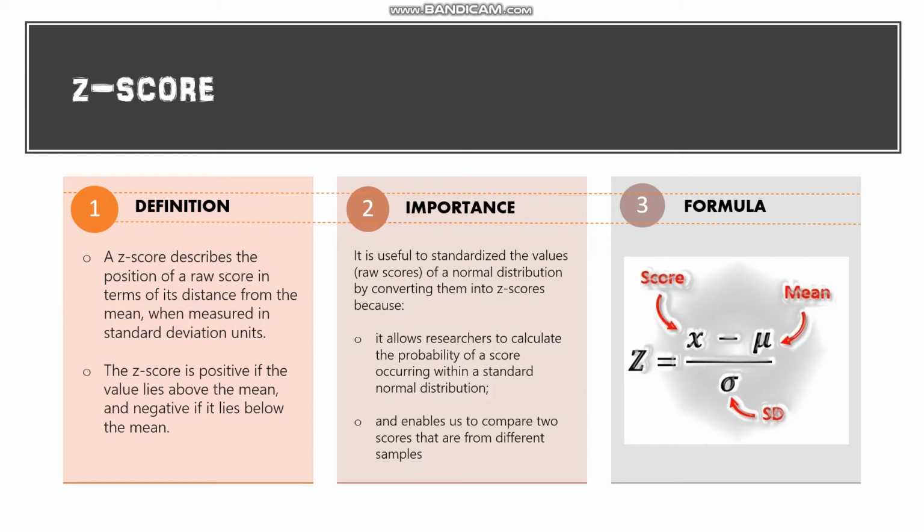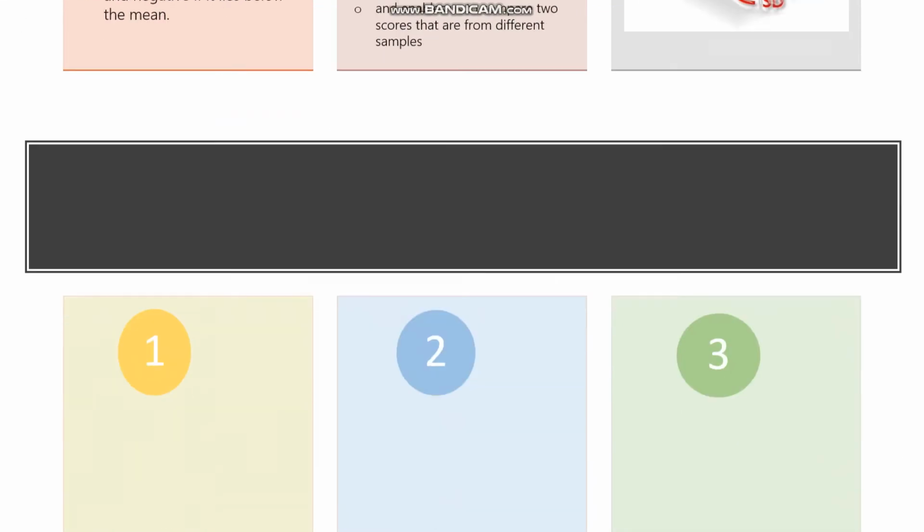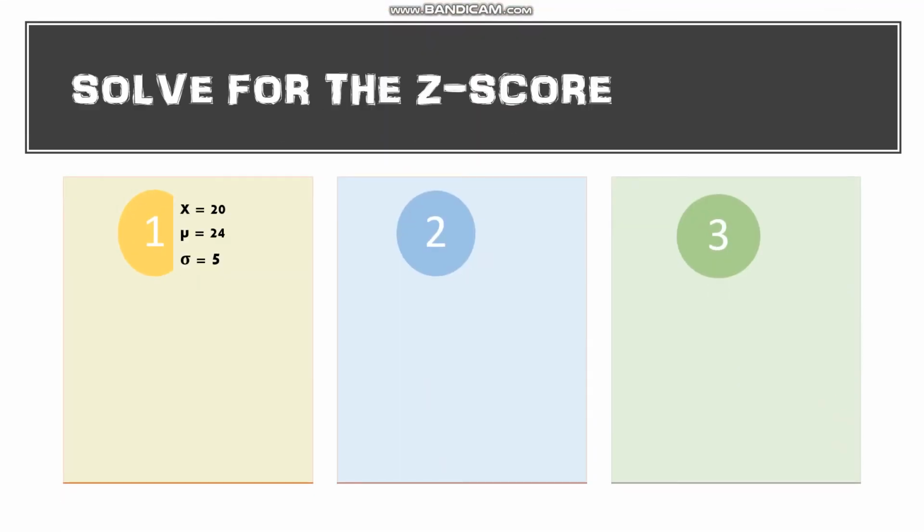The formula in finding z is the raw score minus the mean, all over the standard deviation. Example: given that x is 20, the mean is 24, and the standard deviation is 5, find the z-score. All you have to do is follow the formula and replace it with the given values. Now, we can determine the z-score, which is -0.8.